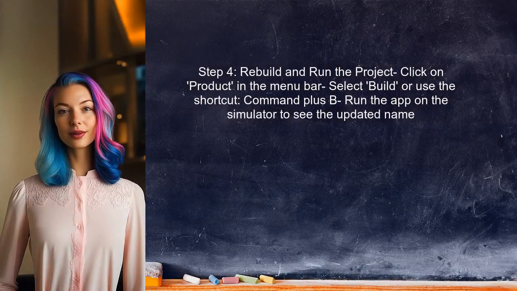Finally, the user should rebuild the project and run it on the simulator. This will apply the changes and allow the app name to display correctly with the added spaces.